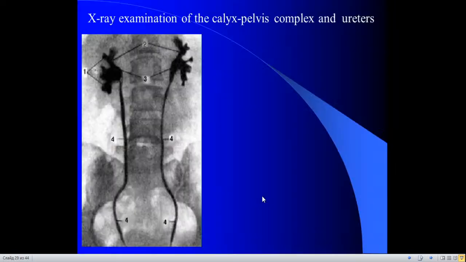Next, look please at this image. On this image is presented an X-ray examination of the calyx pelvis complex and ureters. You can see the projection of the right and left kidneys, and you can see the calyces minor, calyces major, renal pelvis, renal sinus, and anatomy structures of the ureter. And also you can see the constrictions of the ureter: first constriction, second and third constrictions of the ureter.